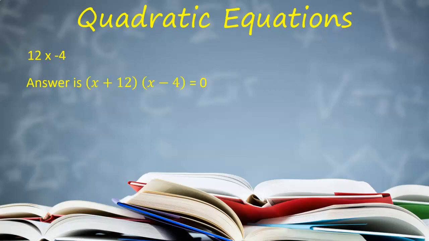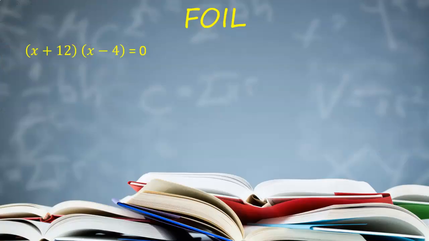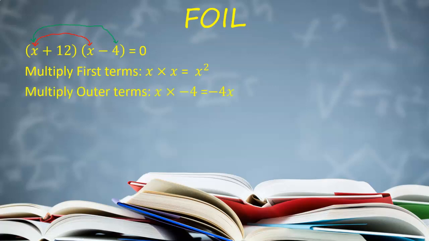The way we check our answer is to follow the FOIL method, which despite the picture has nothing to do with aluminium foil. FOIL is an acronym which helps you multiply out double brackets. First we multiply the first terms of both expressions within the brackets. In our case, that is x and x to give you x squared. Then we multiply the outer terms, which are x and minus 4 to give minus 4x. Next we multiply the inner terms, which are 12 and x to give 12x. Finally we multiply the last terms, which are 12 and minus 4 to give minus 48.